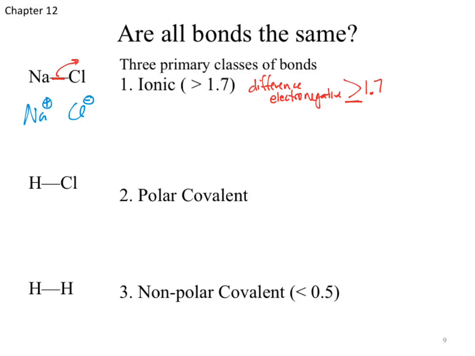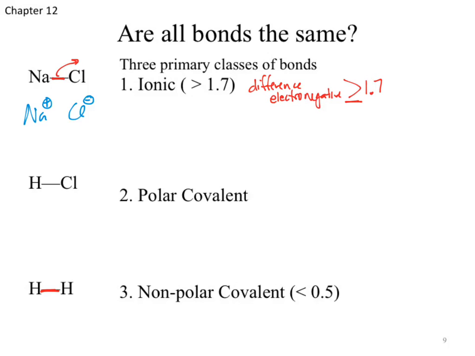Okay? When we get into the hydrogen, where do the electrons spend most of their time between the hydrogen atoms? Equally between both. If they spend their time equally, we can't build a charge. We can't get a positive and negative. So it's nonpolar. We don't have the polarity of a positive and negative system. Okay?